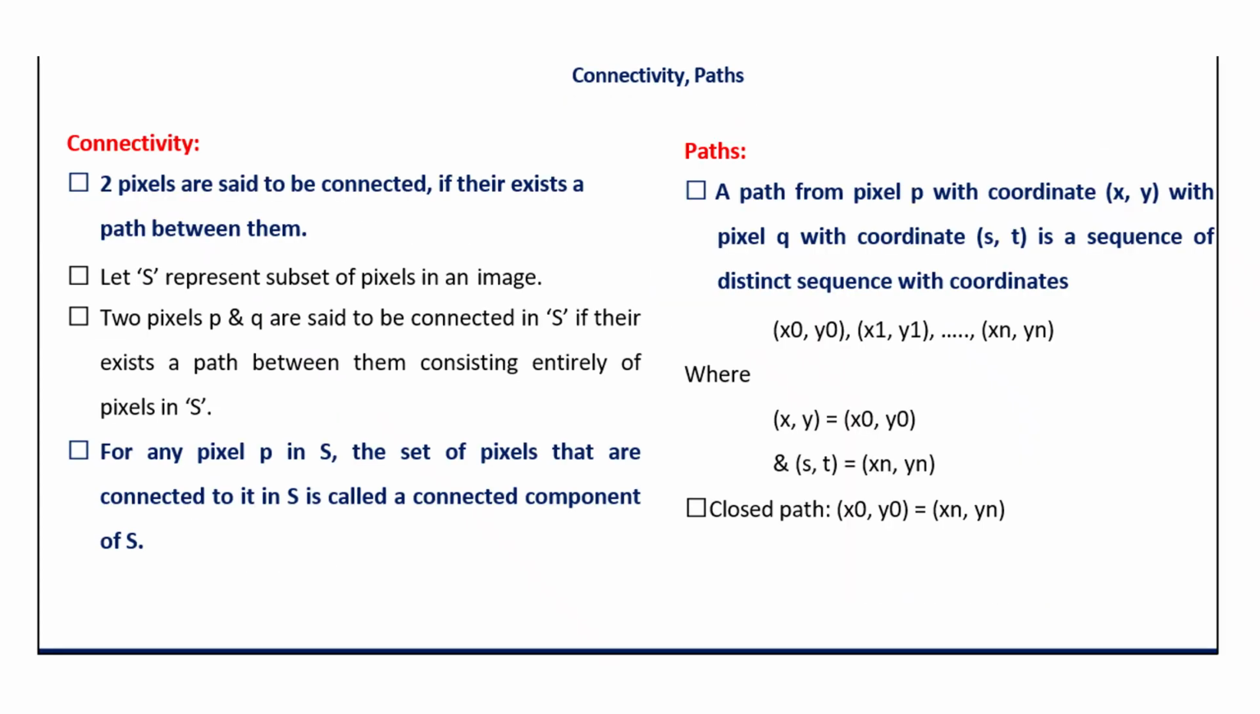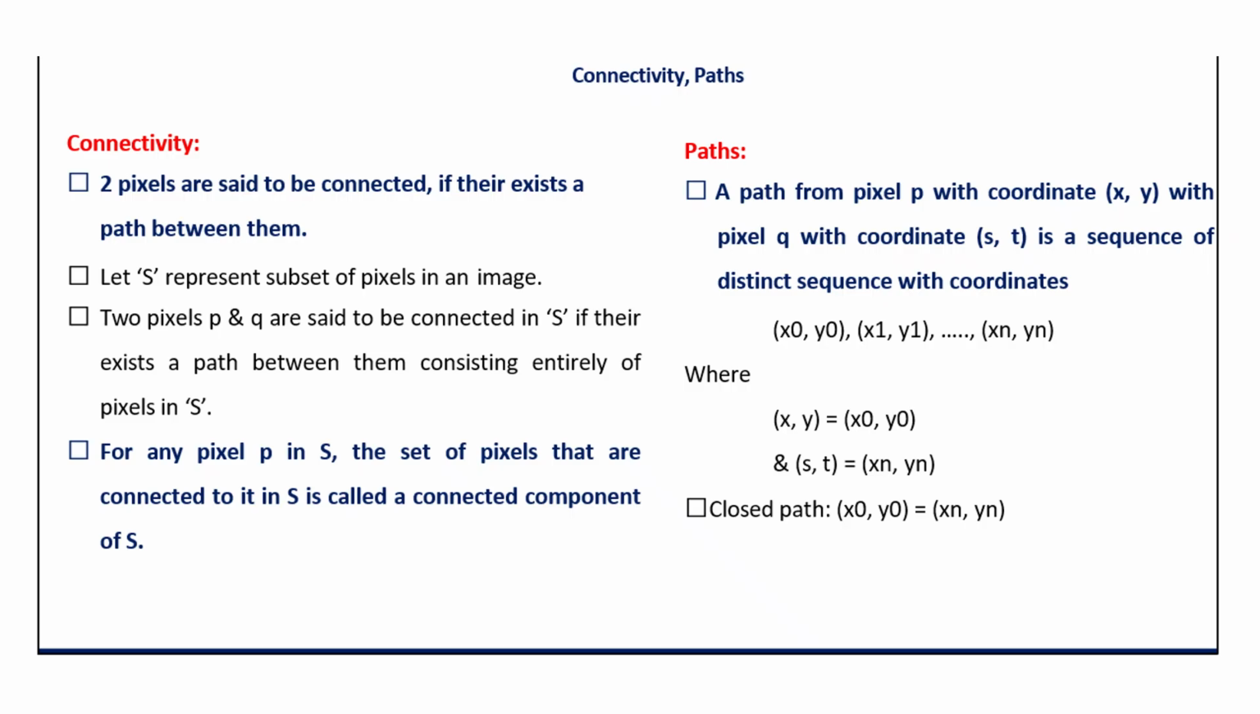Next, we will see connectivity and paths. Two pixels are said to be connected if there exists a path between them. Let S represent a subset of pixels in an image. Two pixels P and Q are said to be connected in S if they have a path between them consisting entirely of pixels in S. For any pixel P in S, the set of pixels that are connected to it in S is called a connected component of S. A path from pixel P with coordinates x, y to pixel Q with coordinates s, t is a sequence of distinct pixels with coordinates.